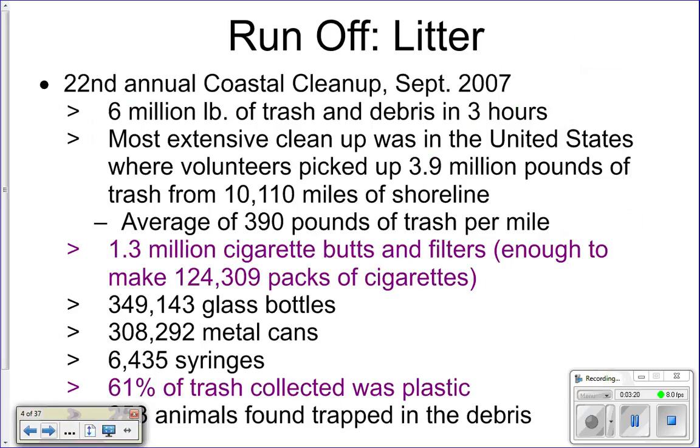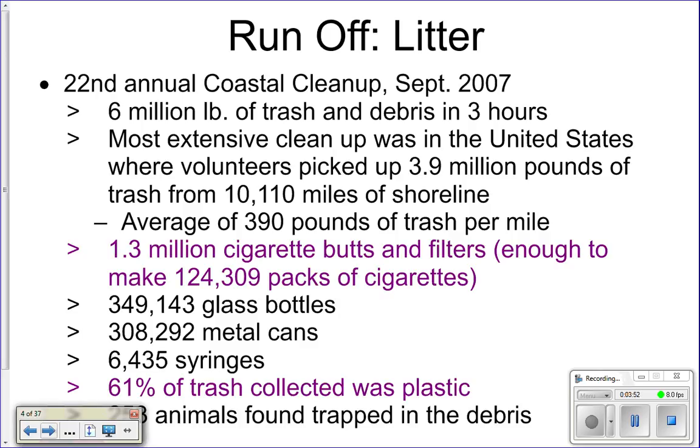One of the major types of pollution that we find in the ocean is litter, trash. Our oceans are hugely polluted with trash. And every year in September, we do what's called Coastal Cleanup Day. Volunteers all over the world pick up trash off of the beaches. These are the stats from September of 2007. I also have some more recent stats as well.